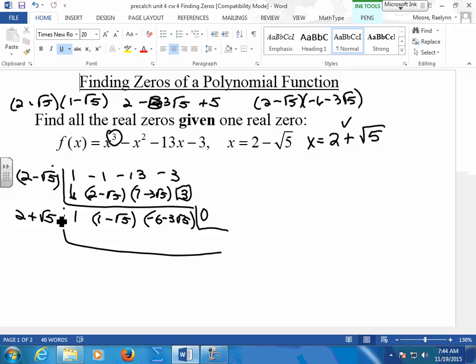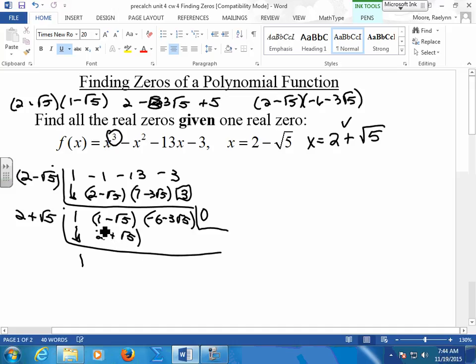Now I should have x squared. So now I'm going to take another root out of it, and I'll be left with an x1. I want to keep taking my roots out of this. I don't want to stop here and make another quadratic or make another polynomial because it won't make any sense to me. So now, bring down the 1. Multiply by 2 plus radical 5.